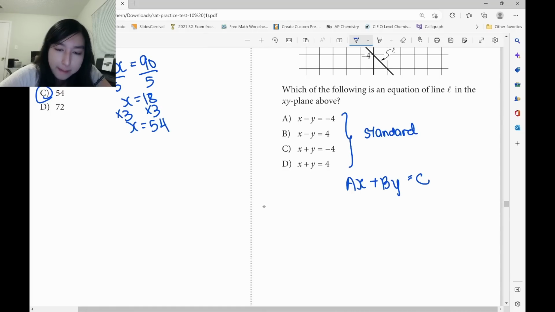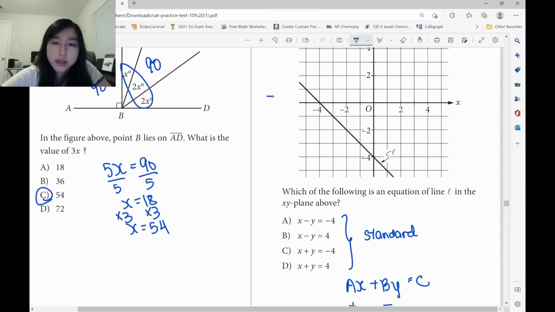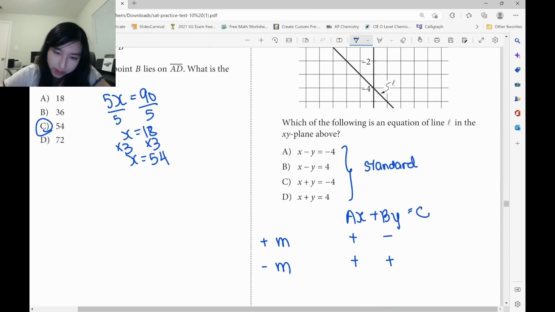When your m is positive slope or negative slope: when m is positive, a is always positive, but your b is going to be negative. When m is negative, your b is going to be positive. And just like this, because you can tell this is a negative slope, your answer is not going to be a, it's not going to be b.